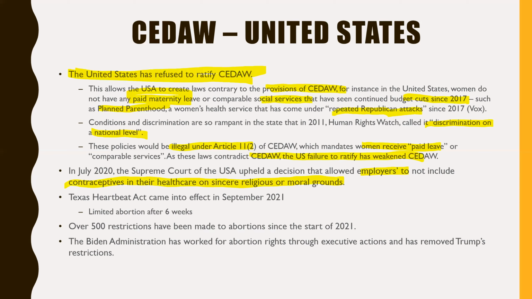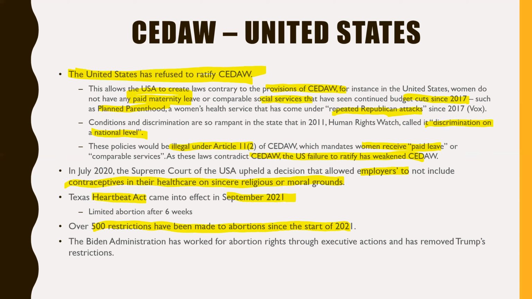More recently, and this is something we didn't get a chance to talk about in class, in Texas, the Heartbeat Act came into effect in September 2021. This law meant that women weren't able to have an abortion after 6 weeks, and there are severe consequences for it. That would obviously violate one of the articles of CEDAW, maybe Article 6. Also, there have been over 500 restrictions made to abortions since the start of 2021. The Biden administration has tried to undermine these restrictions, and has tried to make executive actions that would remove what Trump has put in place.